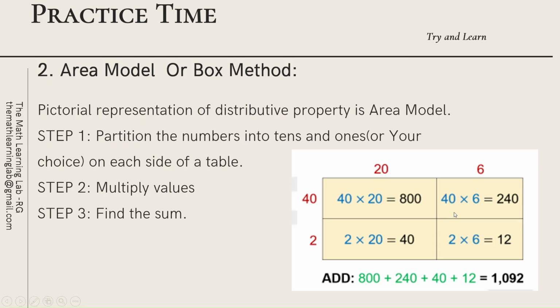So it decided to split 26 as 20 and 6, 42 as 40 and 2. Area of a rectangle: 40 times 20 is 800, 40 times 6 is 240, 2 times 20 is 40, and 2 times 6 is 12. Add them all: 800, 240, 40, and 12. I have 1092.